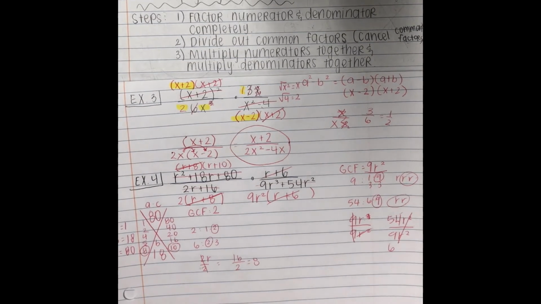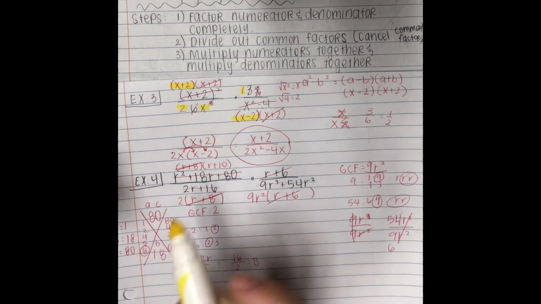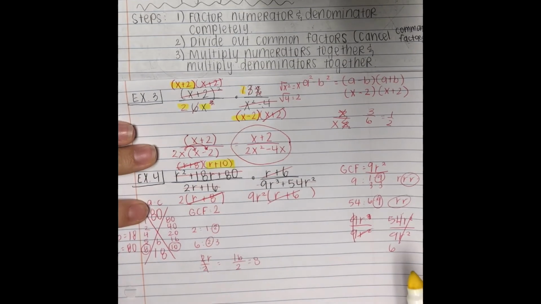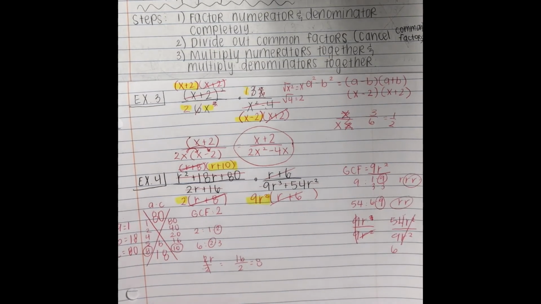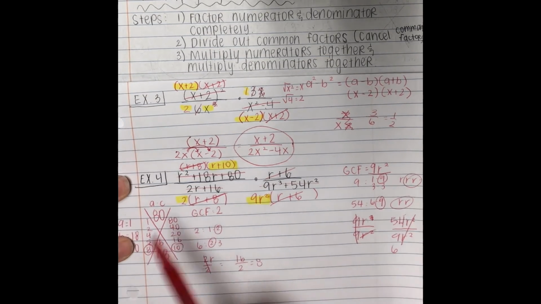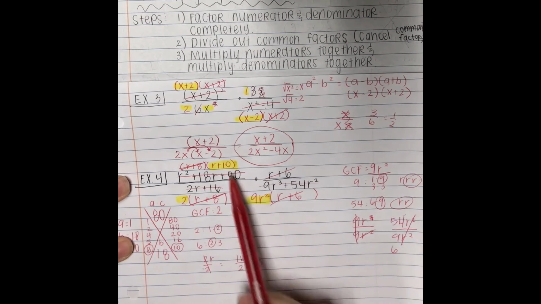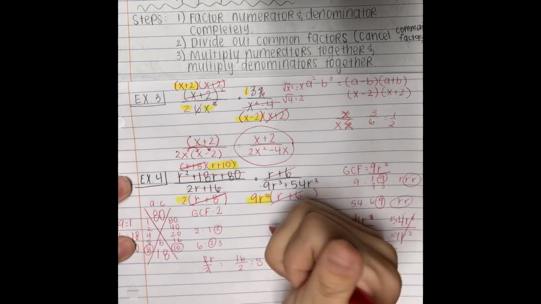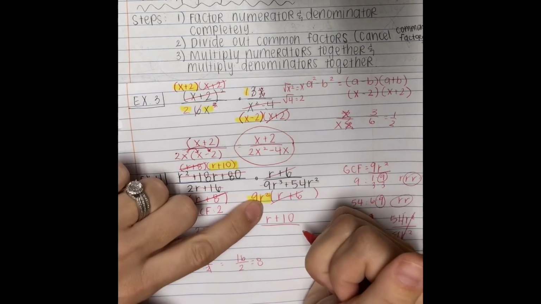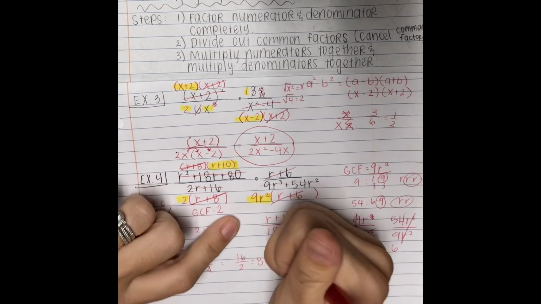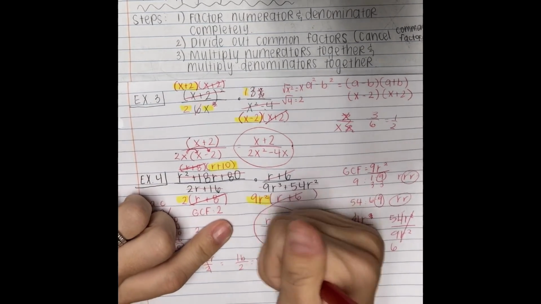Alright, so on top, I have an r plus 10. And on bottom, I have a 2 and a 9r squared. None of these can cancel out with each other, so that's what we get as our answer: r plus 10 over 2 times 9r squared, which is 18r squared.